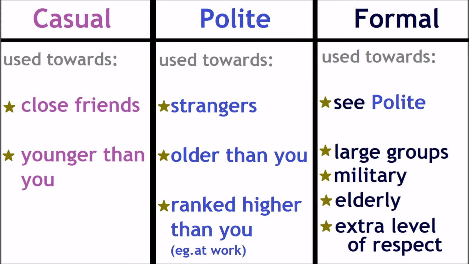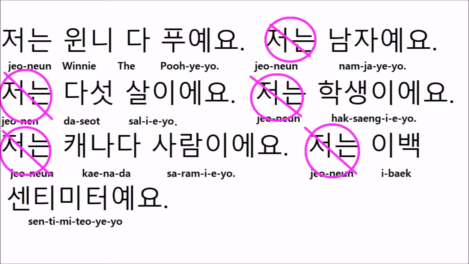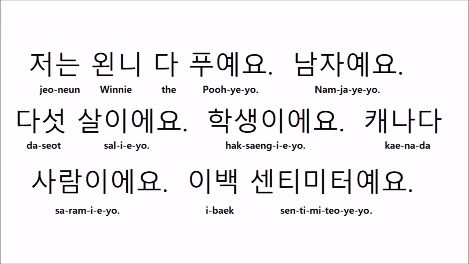Okay, let's put all this into one paragraph. 저는 위니 the Pooh예요. 저는 남자예요. 저는 5살이에요. 저는 학생이에요. 저는 캐나다 사람이에요. 저는 200cm예요. Remember me telling you that in Korean, you can drop the pronouns after you have established your subject? Well, this is the perfect opportunity to do exactly that. 저는 위니 the Pooh예요. 남자예요. 5살이에요. 학생이에요. 캐나다 사람이에요. 200cm예요.